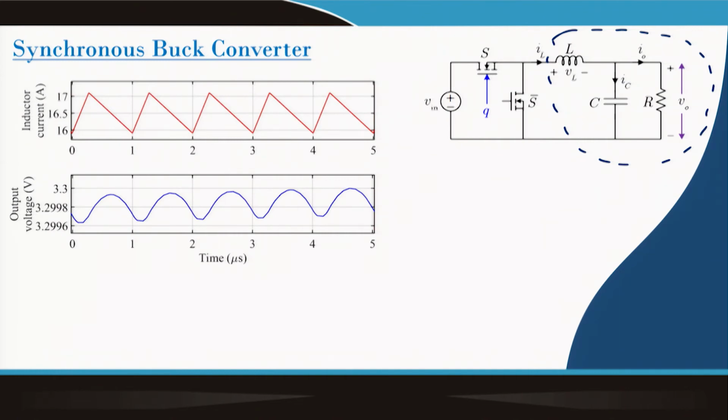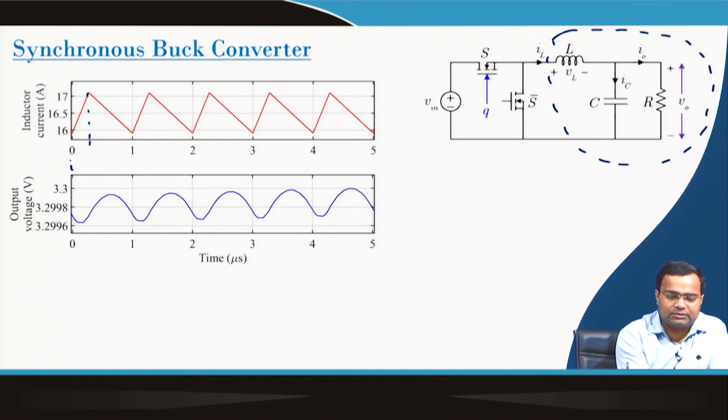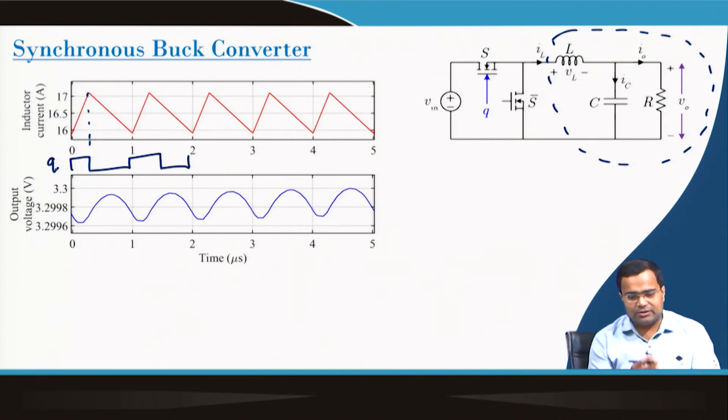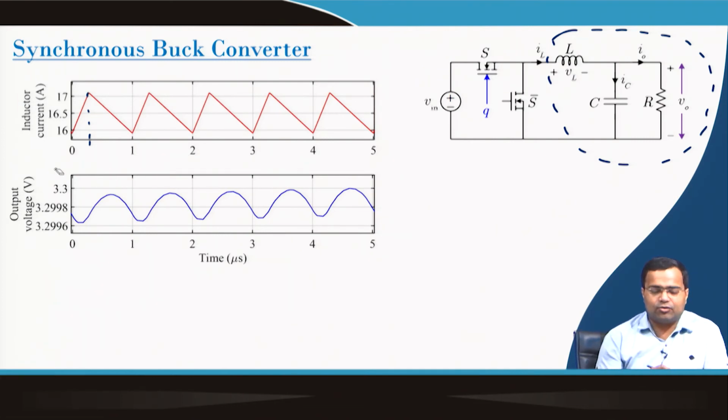I am just showing a simulation result, where this is an ideal switch, and it shows the Q. When the Q is 1, the current rises, because I am talking about this particular path, and again it goes like this. So, this is my Q. When the Q is on, the switch is on. When the Q is 0, the switch is off. Okay. So, you can accordingly draw the waveform.